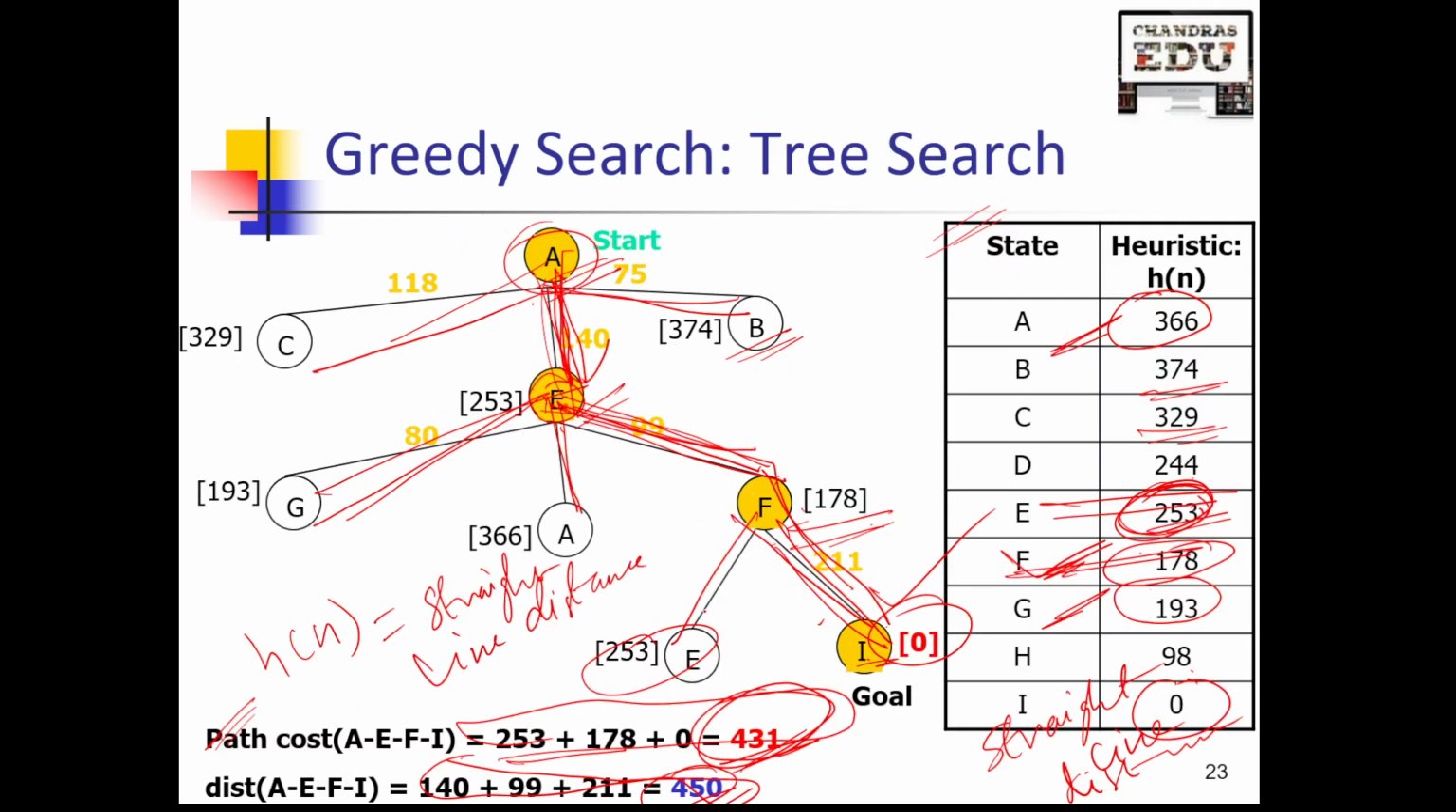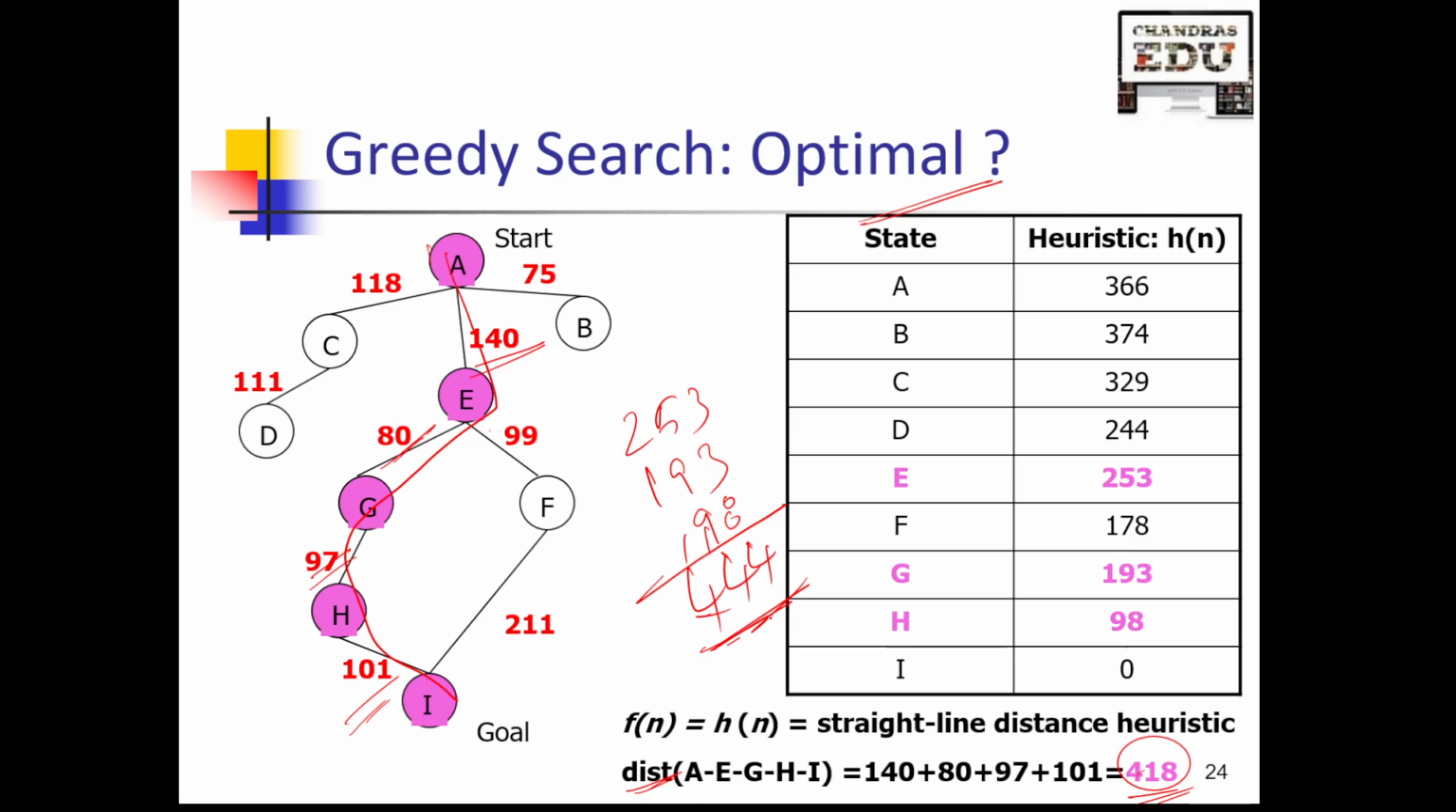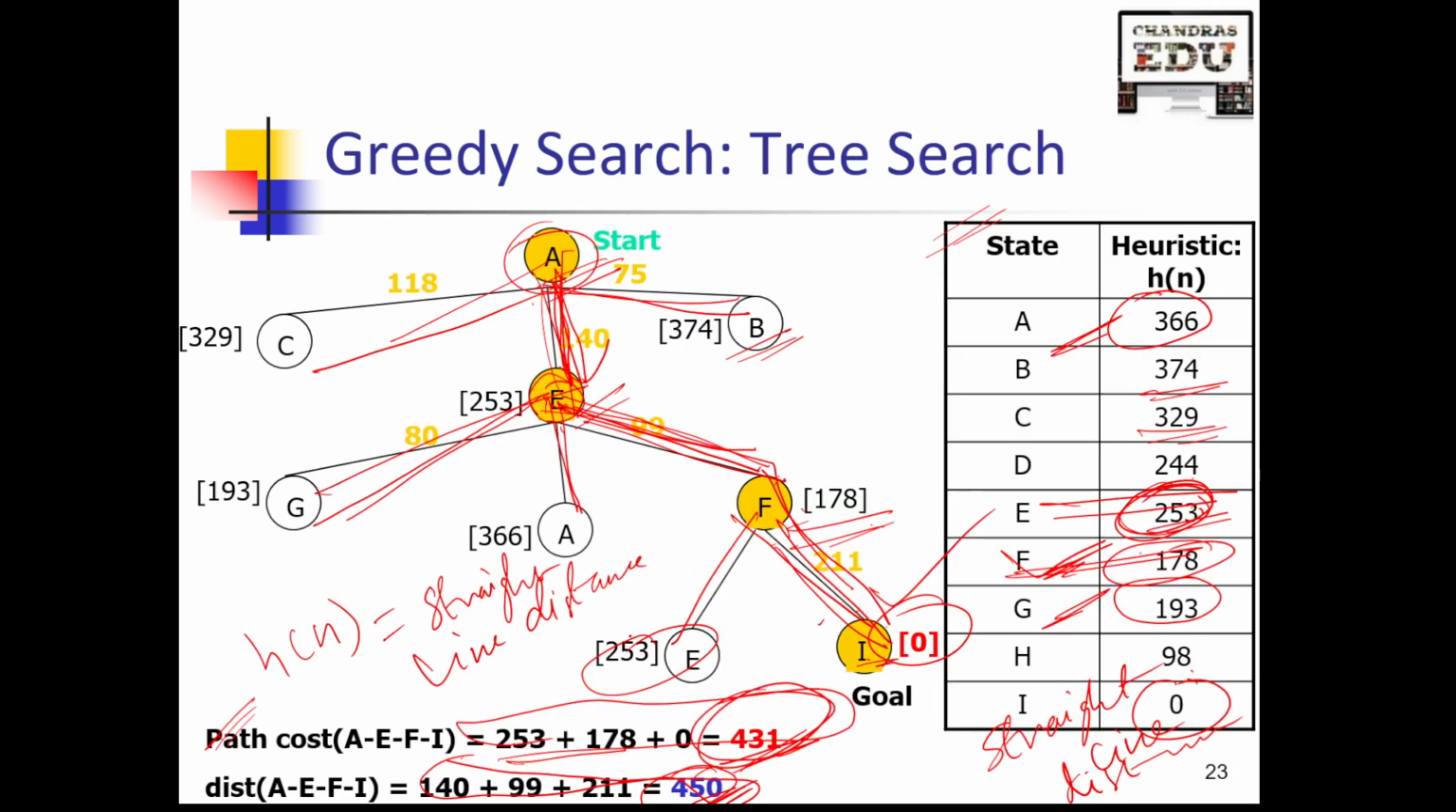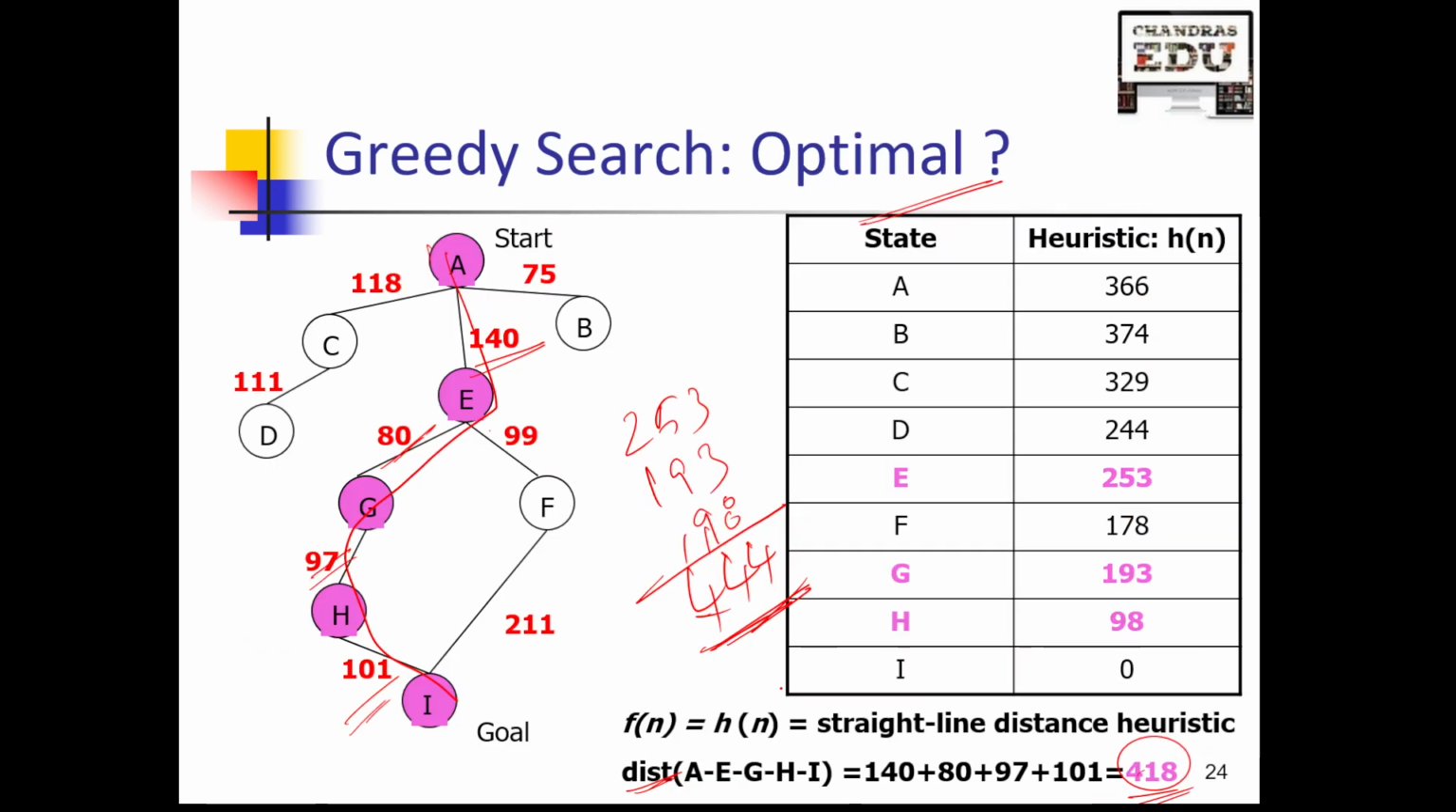But here we got 450. Even if we consider straight line distance also, here we are getting 444 and here we got 450. Even if you take path cost also, it is taking 450 and the straight line distance it is taking 431. And here the path cost it is taking 418 and straight line distance is 444.